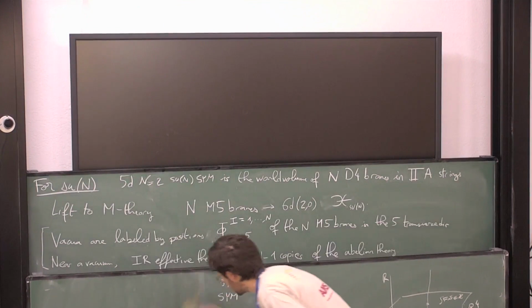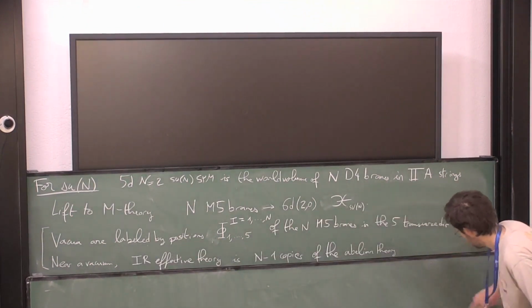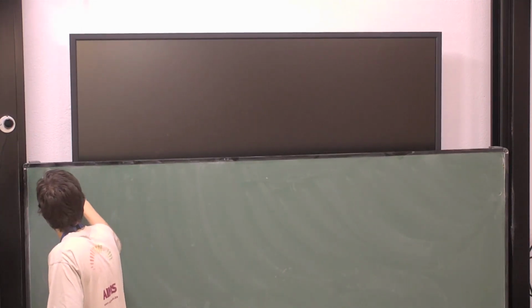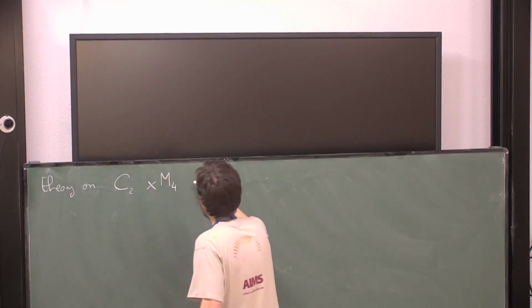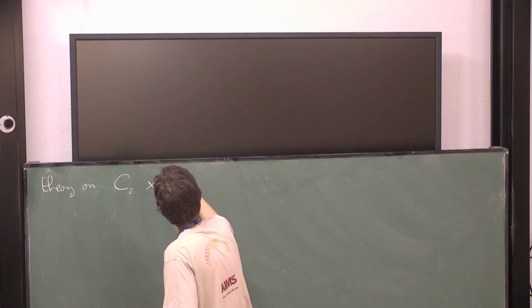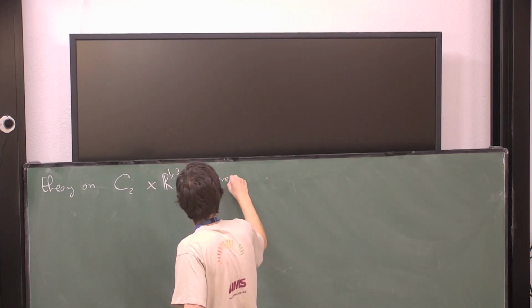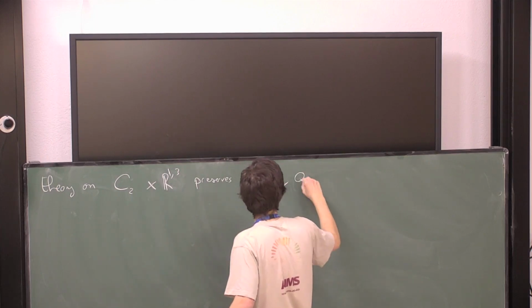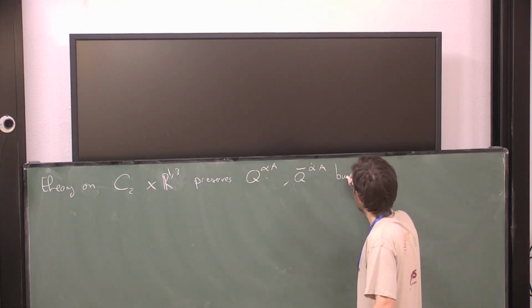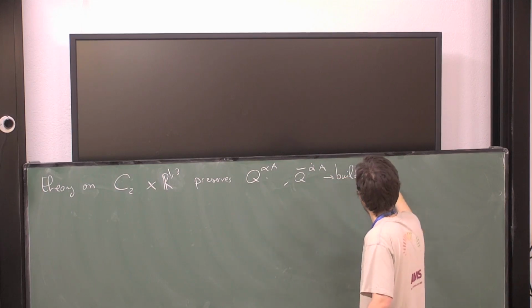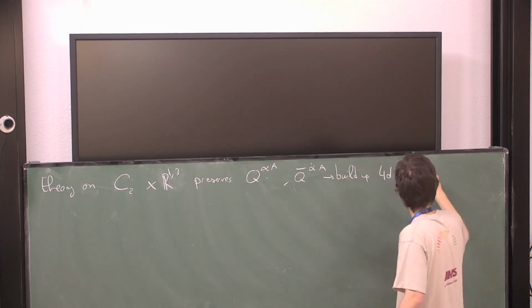So eventually what you find is that the 6D theory on a Riemann surface times a 4-manifold, or let's do Minkowski for now, R13, preserves Q alpha A and Q bar alpha dot A, regardless of what metric you put on your Riemann surface. And these build up 4D N equals 2 Poincaré supersymmetry.